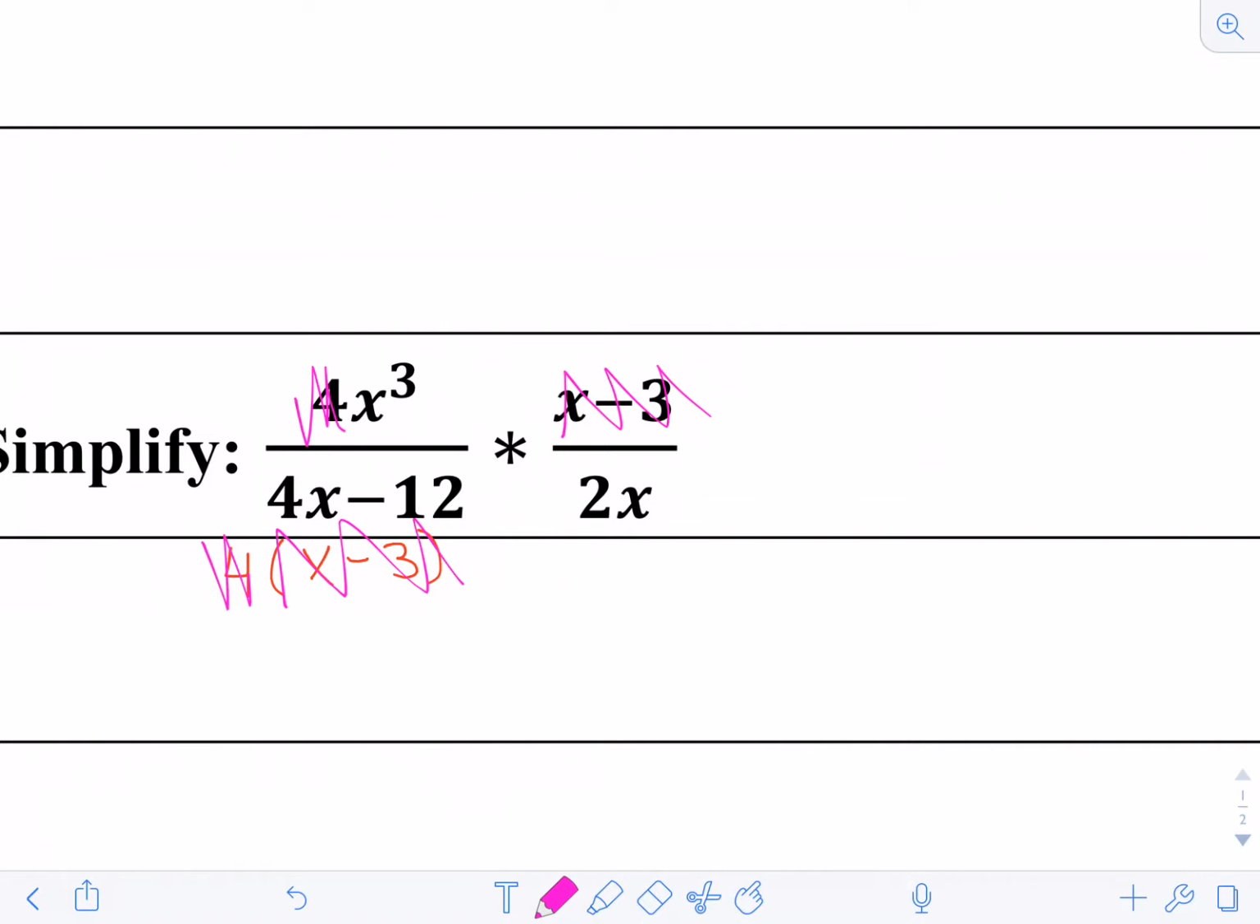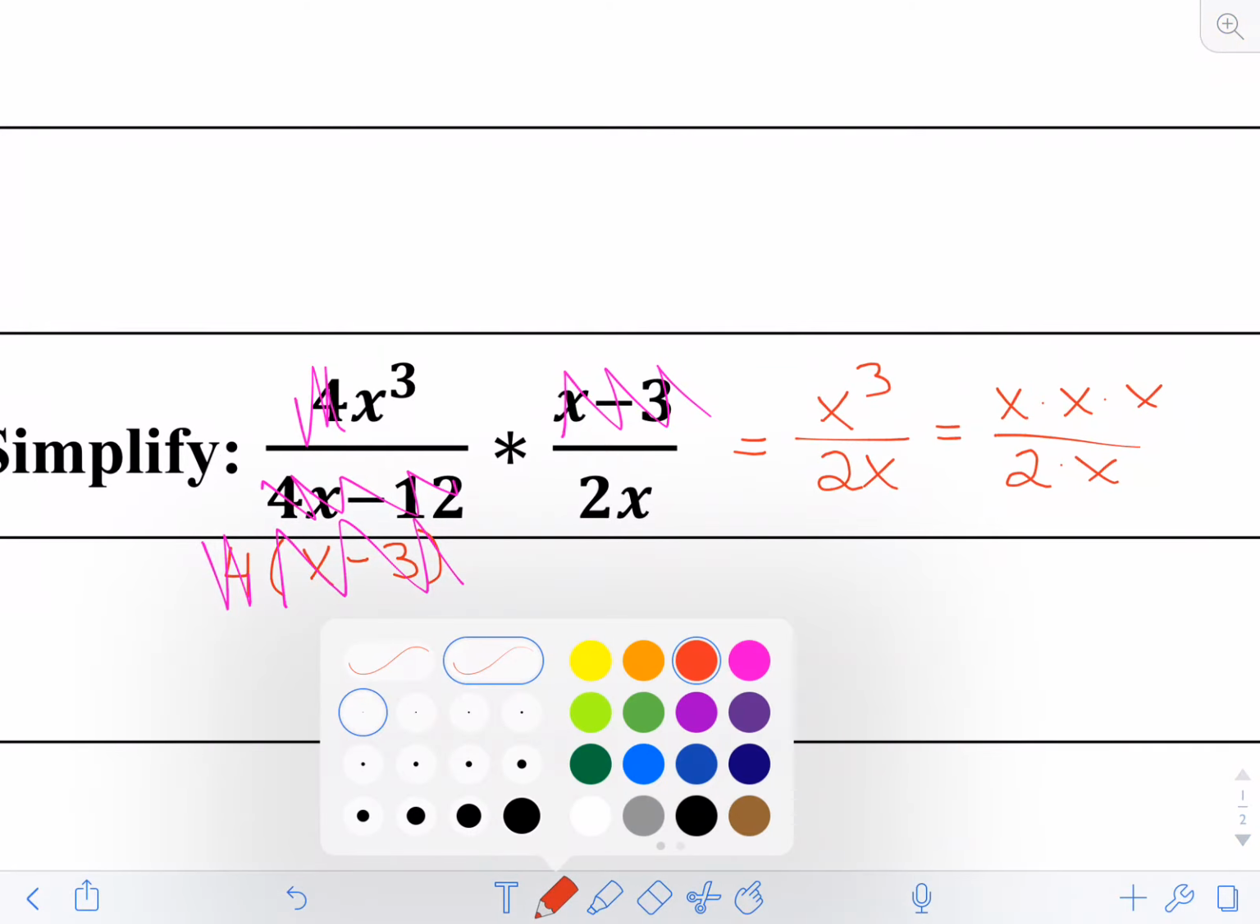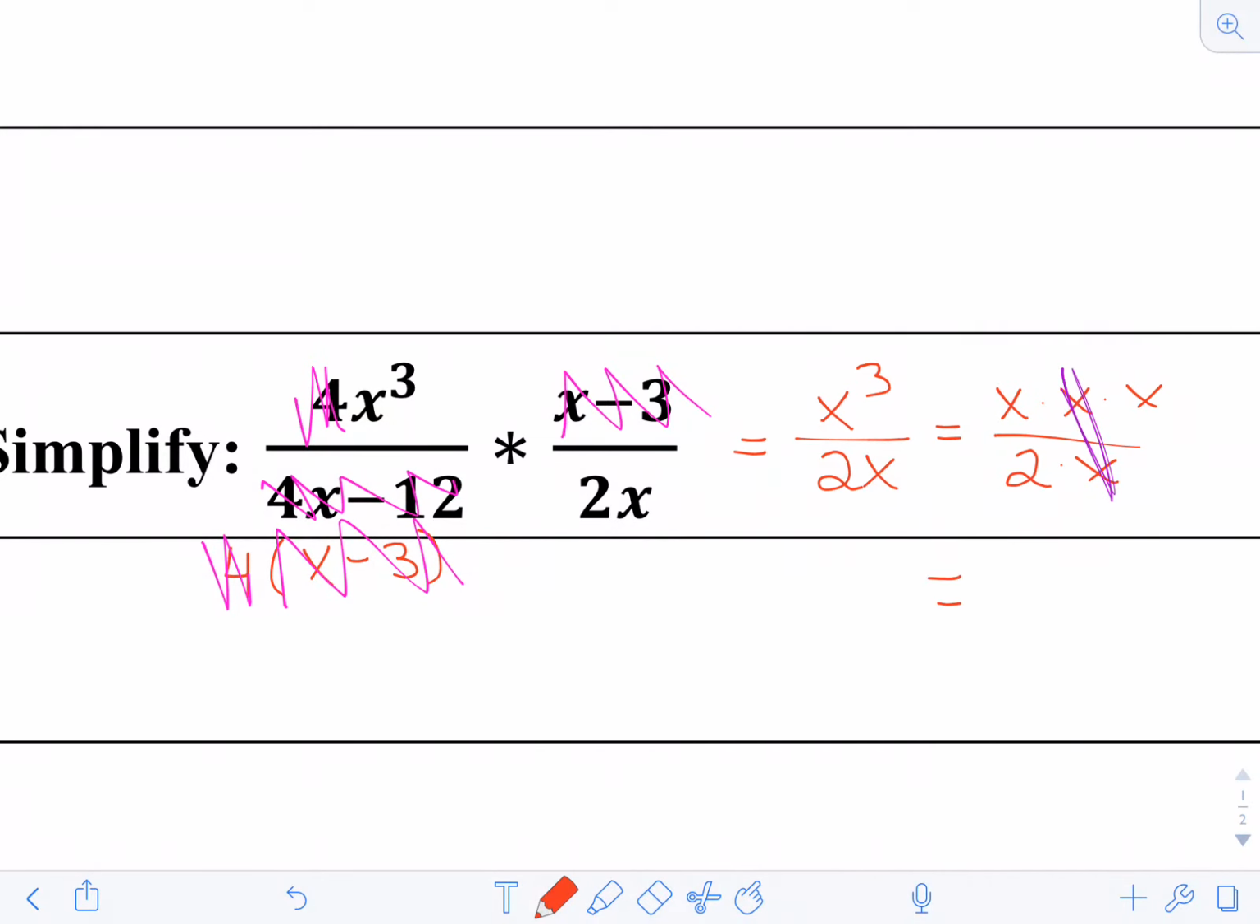And then the last thing that I have left over, because remember this is completely gone too. So all I have left over, and I'll rewrite this so you can see it, is I have an x cubed over a 2x. Okay, and I can take away one of those x's because remember this is the same thing as x times x over 2 times x. And so a pair of these x's can be eliminated. So what I have left over in the numerator is x times x, which is x squared, and in the denominator I have a 2 left over.